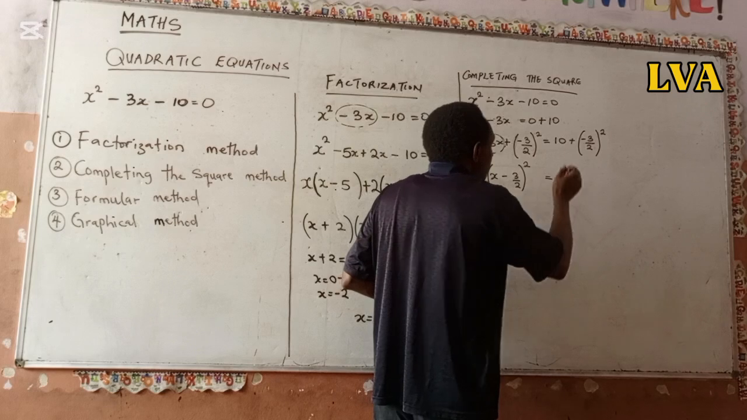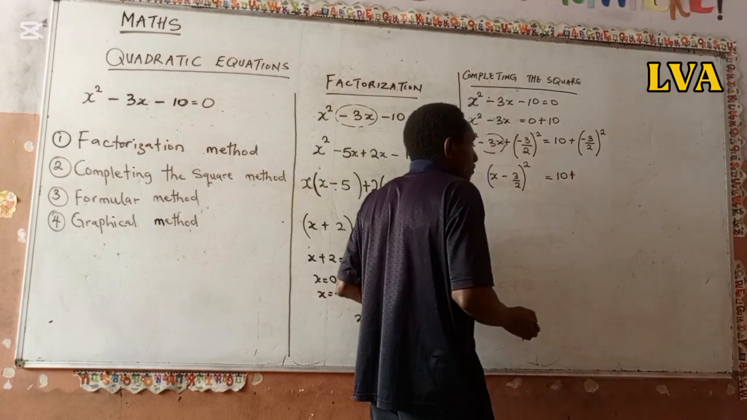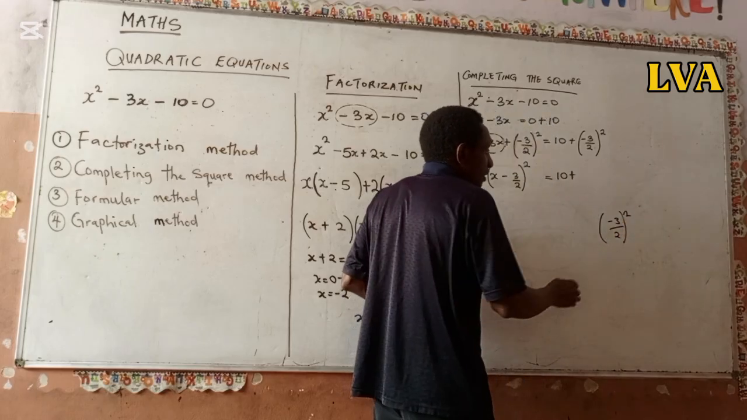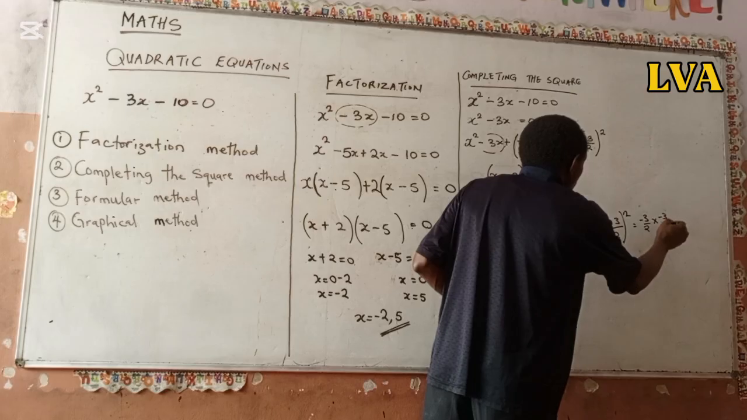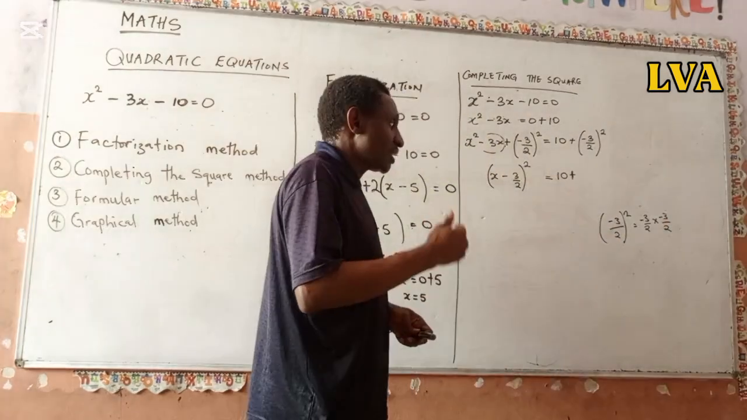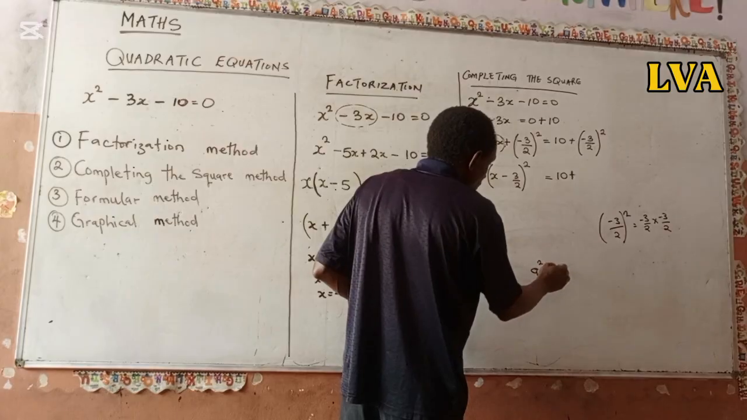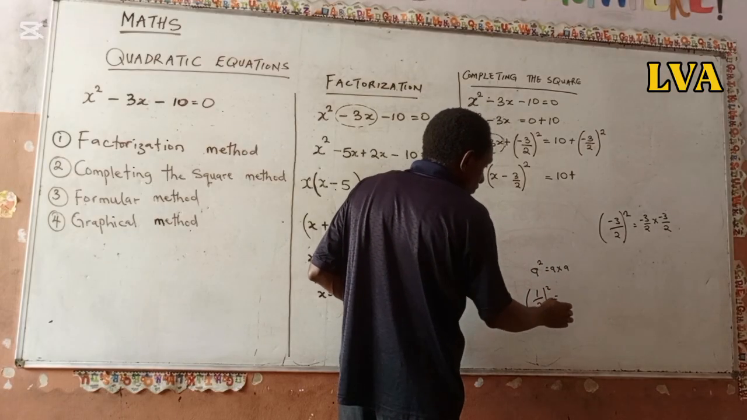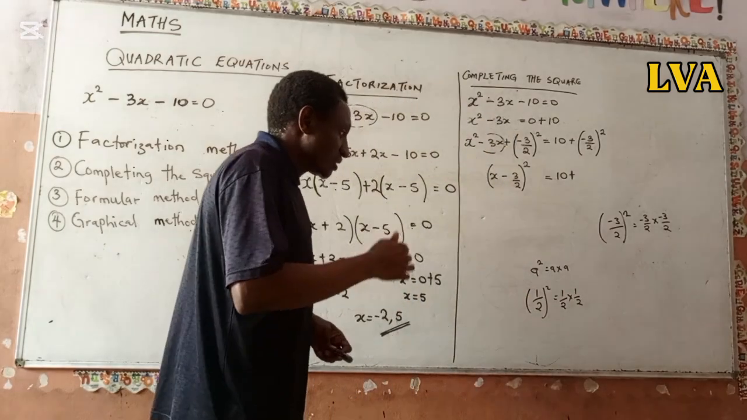Then for the right, I'll bring down my 10, then plus. Now, if you have minus 3 over 2 raised to power 2, it means you have minus 3 over 2 times minus 3 over 2. Raised to power 2 means that thing times itself. So a raised to power 2 means a times a. Or 1 over 2 raised to power 2 means 1 over 2 times 1 over 2. Anything raised to power 2 means that thing multiplies itself.